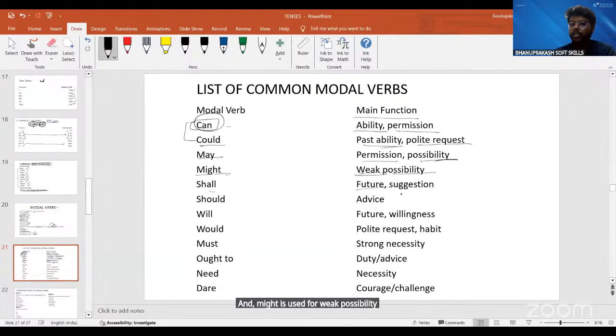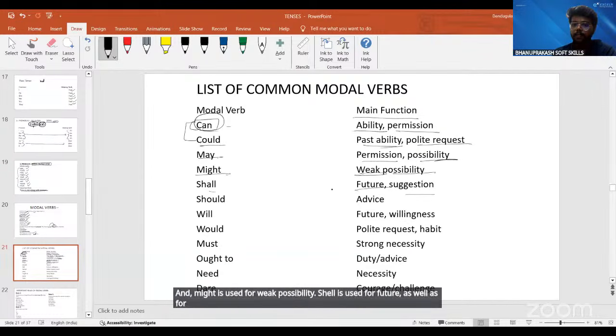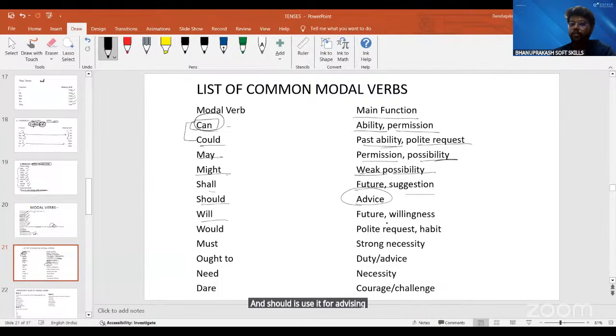Shall is used for future as well as for suggestions. And should is used for advising. And will is used for both future and your willingness or our willingness. And would is used for polite request as well as habits. And must is used for strong necessity. And ought to is used for duty or advice. We also get this kind of words, ought to. Okay. And need, dare, like necessity and courage and challenge.